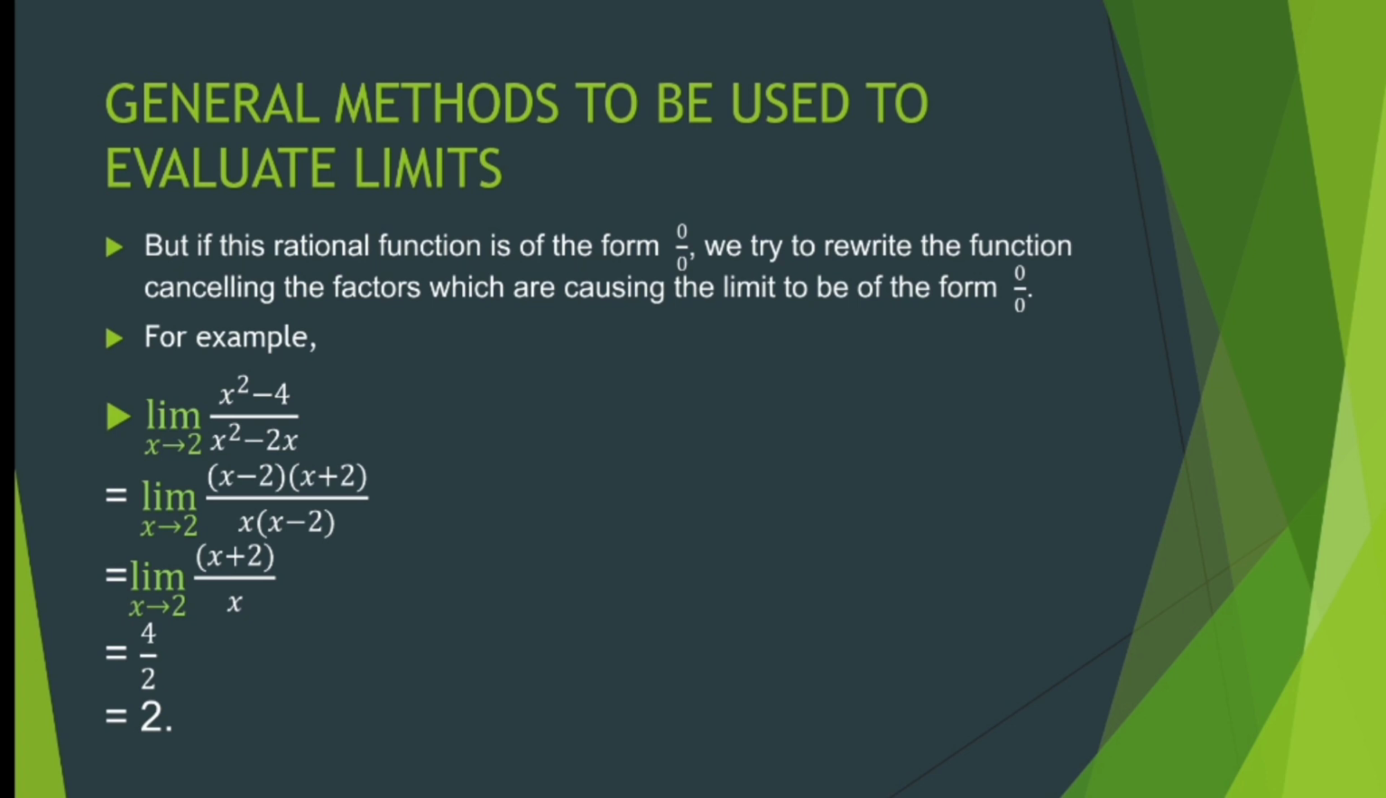So, we get limit as x tends to 2 of (x plus 2) by x. Again, this is a rational function, so again we will put the value of x equal to 2. Then we get (2 plus 2) by 2, that is 4 by 2. Since this is not a 0 by 0 form and we get a finite number, the answer is 2.